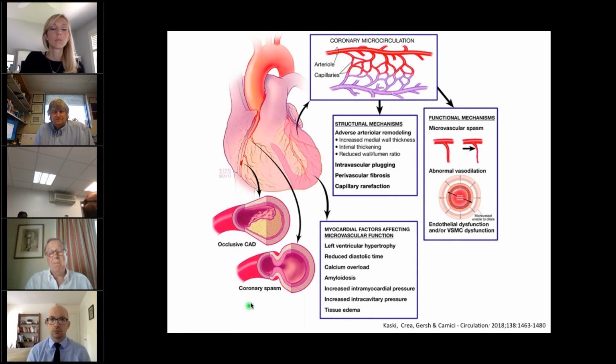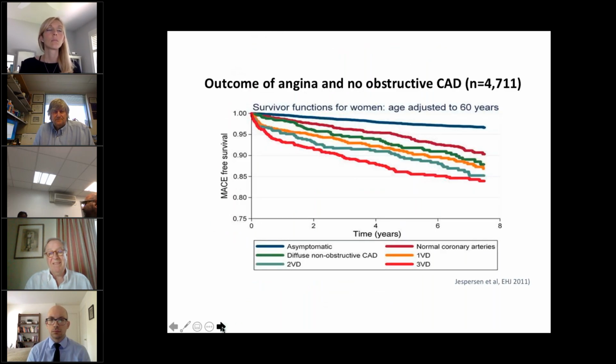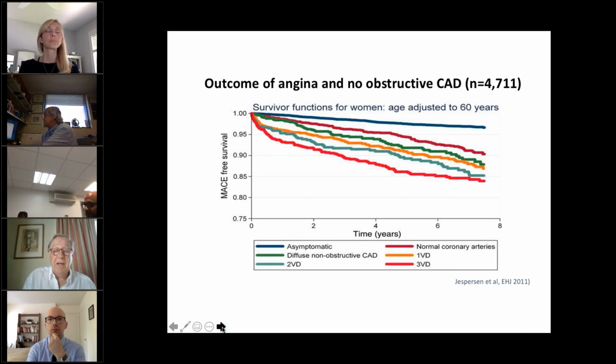Next slide, please. It has become clear that, differently from what was believed in the past, microvascular dysfunction and microvascular ischemia are associated with adverse events. This is a large study published in 2011 in the European Heart Journal, showing that patients with abnormal microvascular function have a different outcome compared to patients that are completely asymptomatic, the top line.